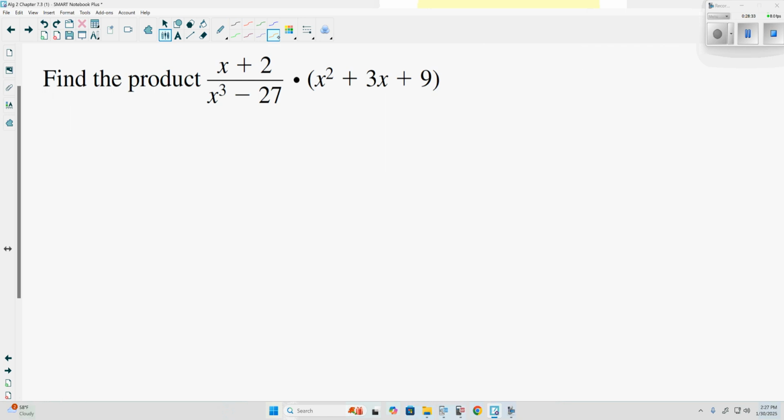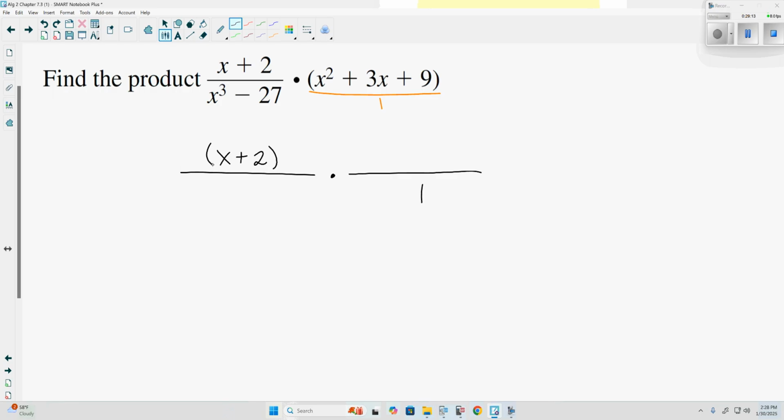We're going to look at this one next. Yes, we are skipping one, but I want to look at this one. Find the product of x plus 2 over x cubed minus 27 times x squared plus 3x plus 9. Now, even though the second one doesn't have a denominator, it's just 1. If we look at the first rational expression, x plus 2 is as simplified as it gets. It's just x plus 2.